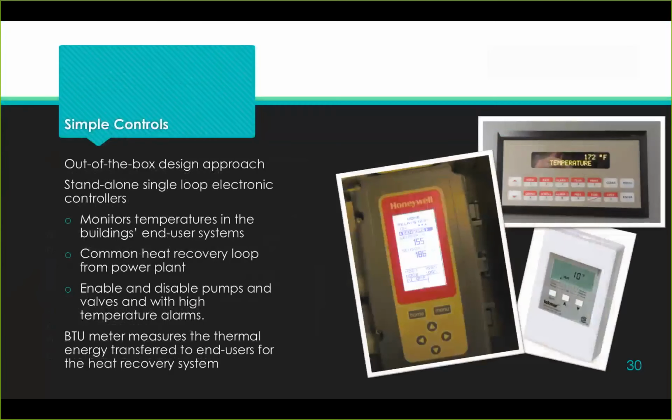So what do simple controls really mean? For us, it's been an out-of-the-box approach. We've done standalone single-loop electronic controllers. We use them to monitor temperatures in the building's end user system. We use them to monitor the common heat recovery loop from the power plant so that we can see where the heat is. We need to have more heat in our heat recovery loop than we do in the building system, otherwise we're going to backfeed. These single-loop electronic controllers can enable and disable pumps and valves, and even some of them come with high temp alarms on them.